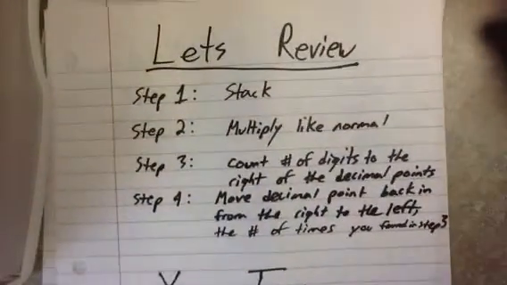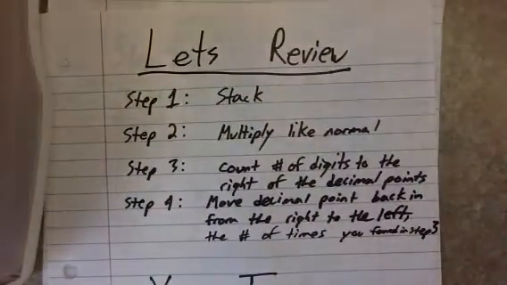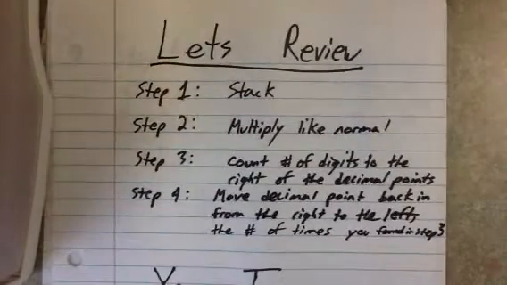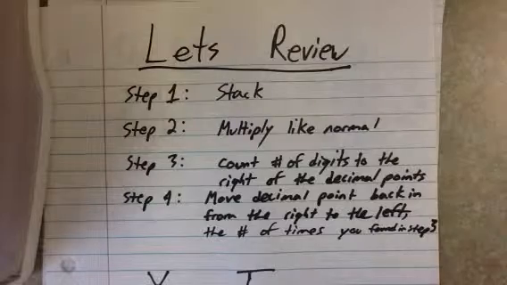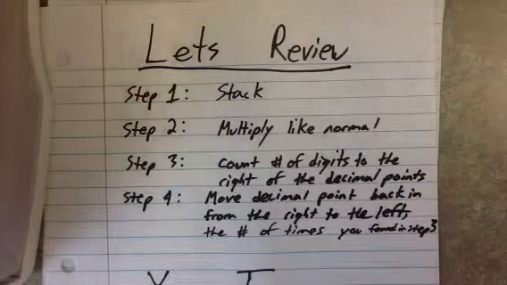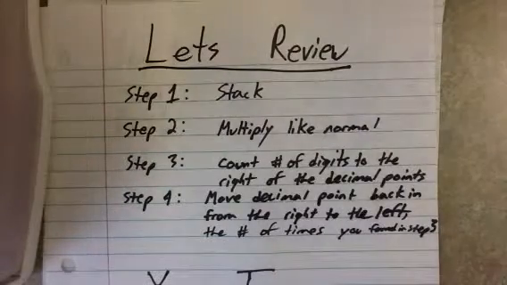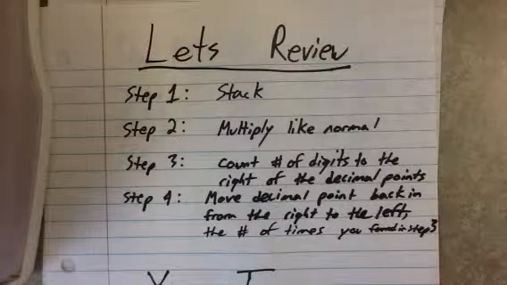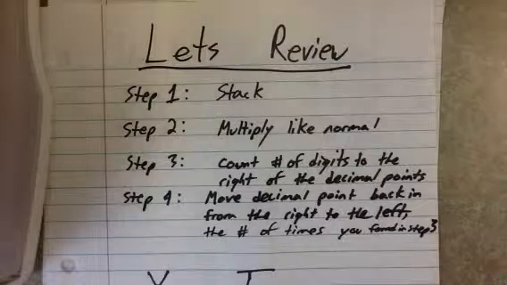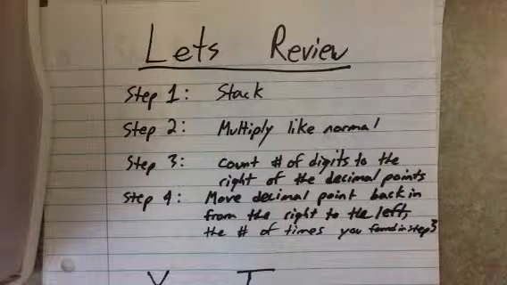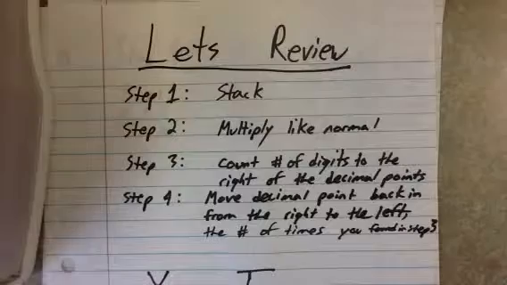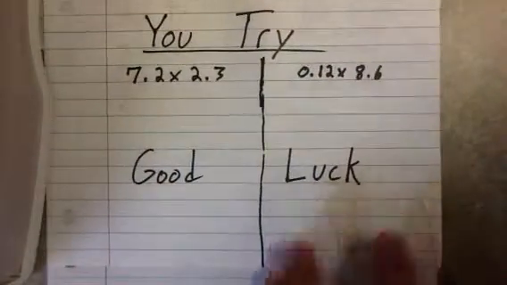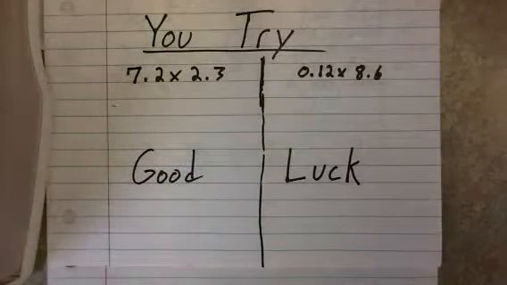Let's review. Step 1, stack the problem. Step 2, multiply like normal. Do not line it up. Do not do anything with the decimal at this point. Step 3, count the number of digits to the right of the decimal point. Step 4, move the decimal point back into the answer from the right to the left the number of times you counted it in step 3. Your turn. I want you to try these two. We'll go over them in just a minute.